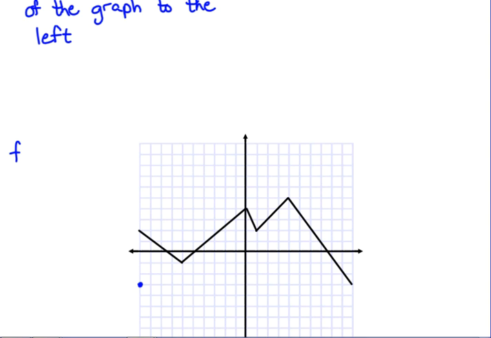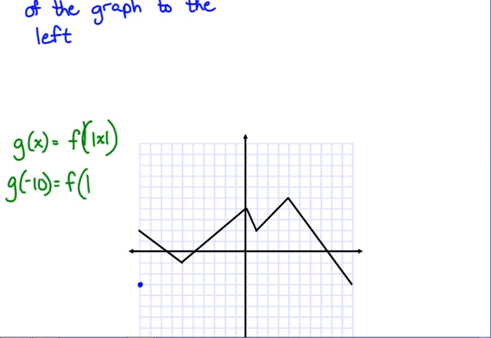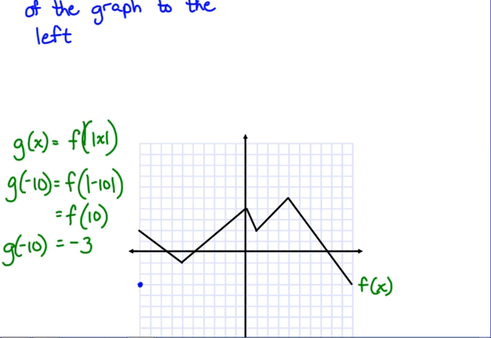Okay, so here's what I'm saying. Let's call the transformation g. I think this will help. Let's say g of x is equal to f of the absolute value of x. So g of -10 is equal to f of the absolute value of -10. This is f right here. The absolute value of negative 10 is positive 10. So f of 10 is negative 3. So that means g of negative 10 is negative 3. So let me put this in green so my colors match.